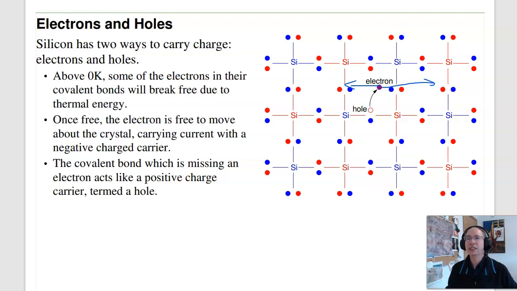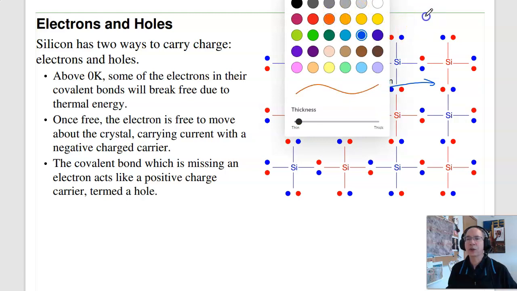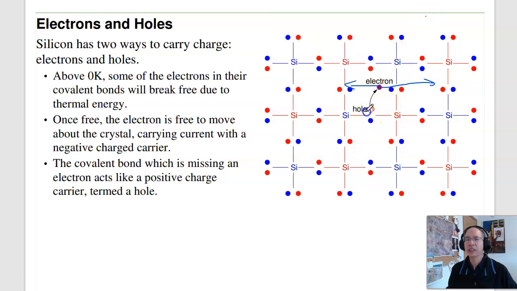In addition to electrons, I get things called holes. A hole is a missing electron. Holes can also move. If I have thermal energy, this electron can jump out of its covalent bond, fill that hole, leaving a hole right here. Then this electron can jump out of its covalent bond, fill that hole, and now the hole's gone left. So holes can move, electrons can move. For semiconductors, I have 2 ways to carry charge, holes and electrons.